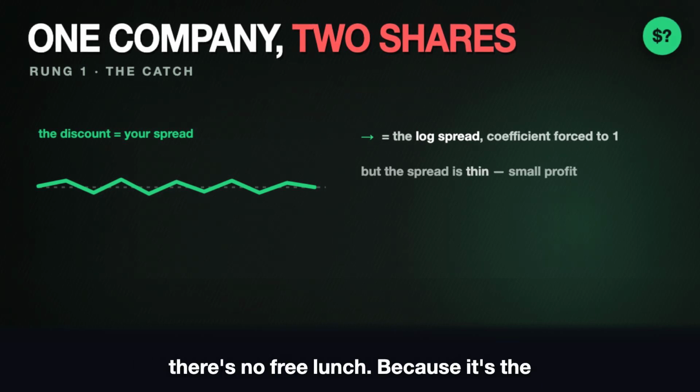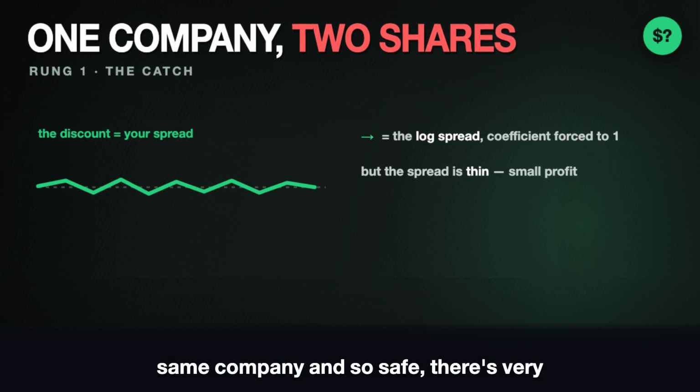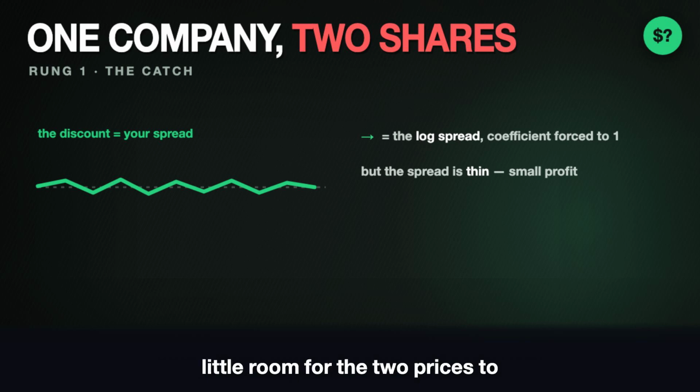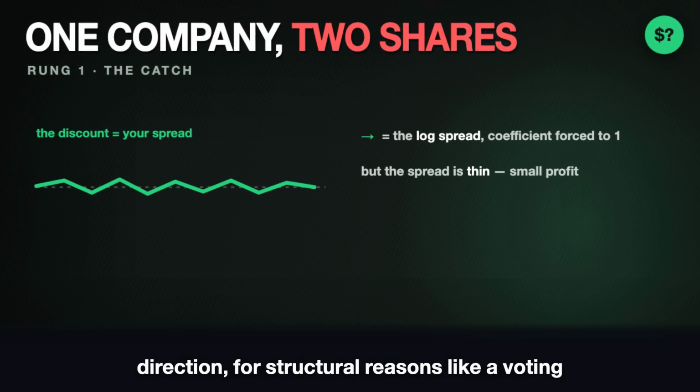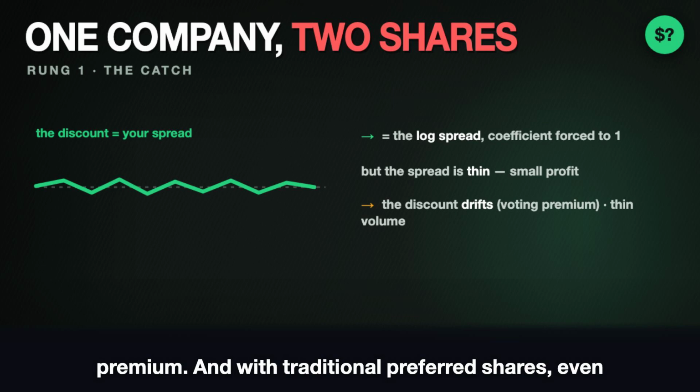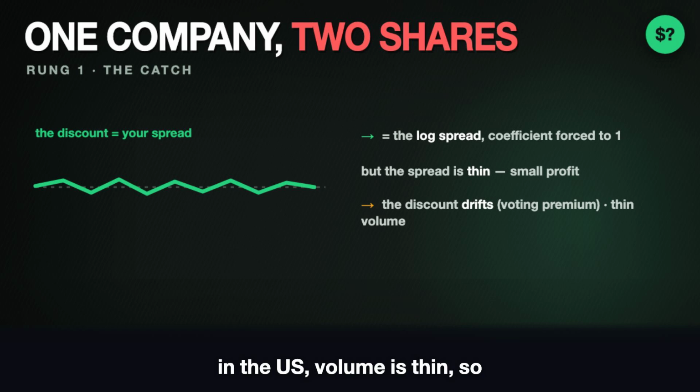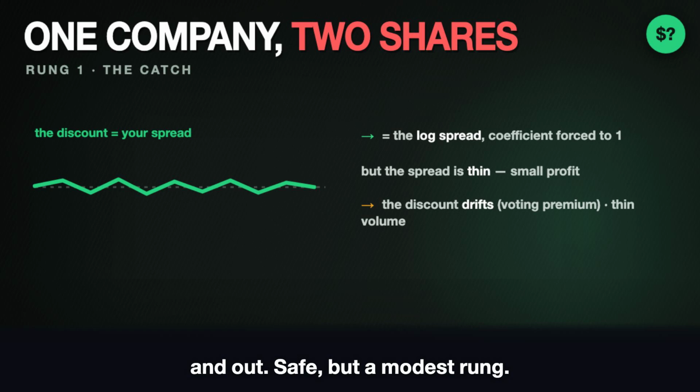Of course, there's no free lunch. Because it's the same company and so safe, there's very little room for the 2 prices to separate. The spread is thin. Small profit per trade. On top of that, this discount can slowly drift in one direction for structural reasons like a voting premium. And with traditional preferred shares, even in the US, volume is thin, so it's hard to move real size in and out. Safe, but a modest rung.